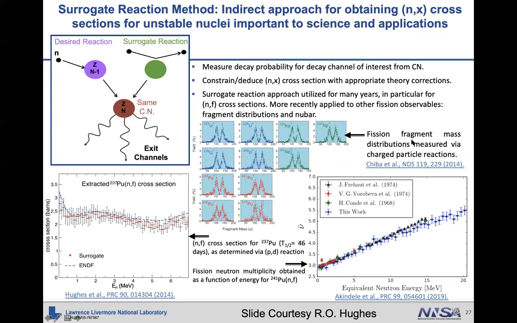This can also be used to extract quantities that are not cross sections. So Chiba et al. have used this to constrain fission fragment mass distributions from charged particle reactions for a host of different actinides. And my colleague Tomi Adekendele, who is now a postdoc at Livermore, has used this to constrain the fission multiplicity from neutron-induced fission on plutonium-231. So here's nu bar as a function of the equivalent neutron energy. You can do a lot of things with the surrogate reaction method.